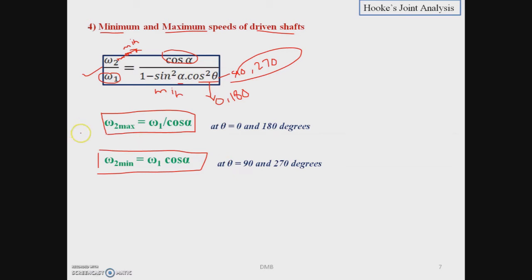So you remember this equation. Maximum value of output shaft is omega 1, that is the speed of input shaft, divided by cos of alpha, and minimum value of output shaft is equal to omega 1, that is the speed of input shaft, into cos of alpha.